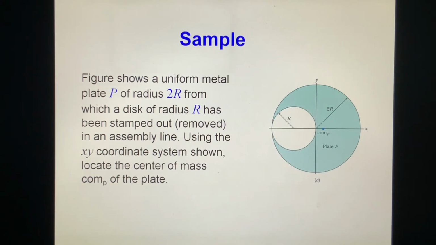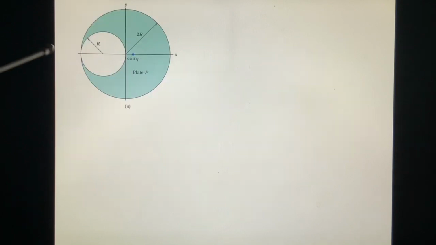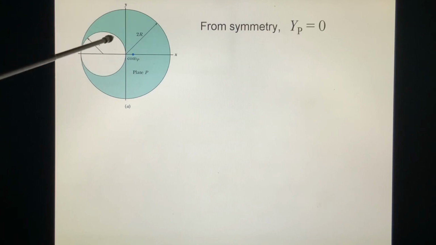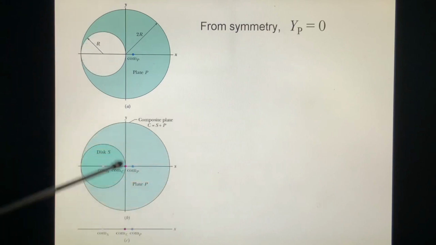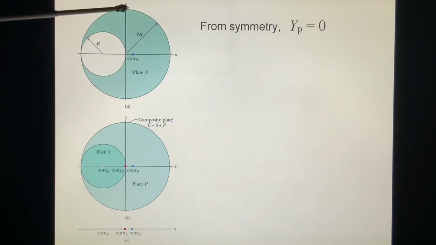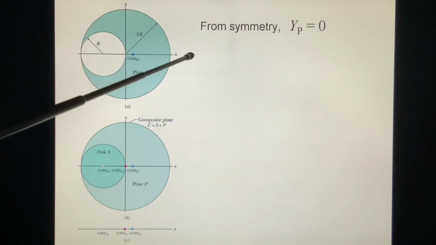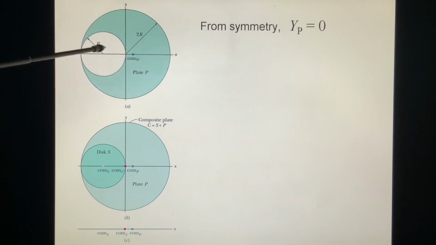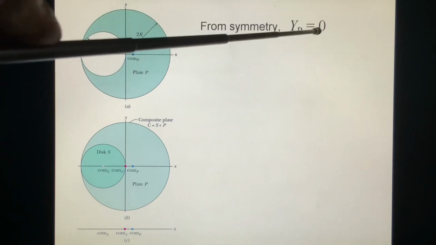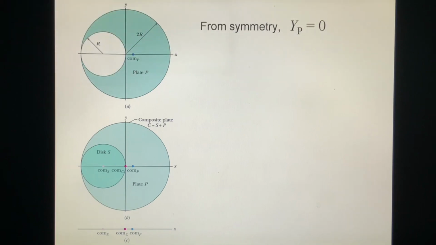Now in this case, if we put one piece here, then we get this one. The center of mass of this piece is here. Now look at this piece above the x-axis and below the x-axis: they are symmetric. So with this symmetry, we know the center of mass must be located on the x-axis. That means yP equals 0. How about the x?